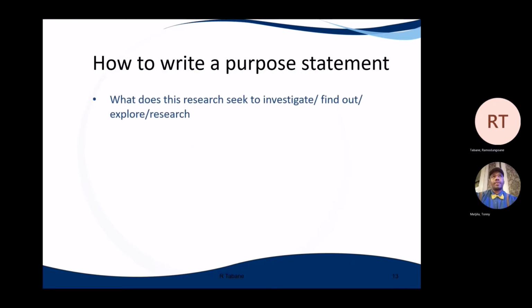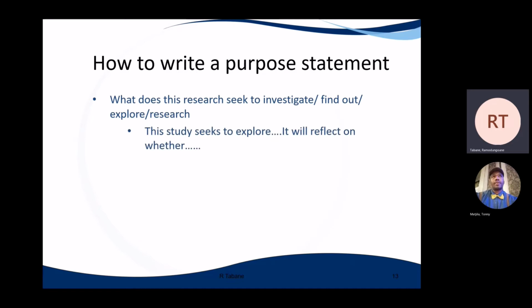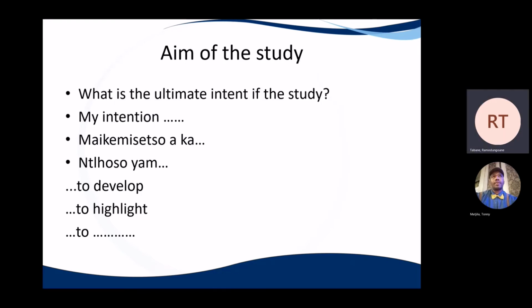So, what does your study seek to investigate? This study seeks to explore; that is the purpose. It will reflect the aim. This study seeks to explore blah, blah, blah. It indicates a purpose. It indicates the aim. So the purpose of this research is to do what, with the aim of doing something. So there's your aim. What is your ultimate intent if the study is conducted?